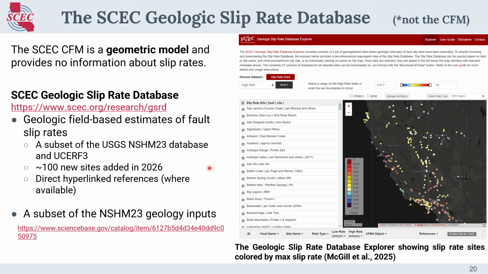But this is not part of the community fault model, but if you want to know what the slip rates are in California and Nevada, you can look them up right here, and it has hyperlinked references. It's really nice. Every one of those dots on the map is a field-based study that a geologist did to quantify the long-term slip rate of a fault. So it's really nice.